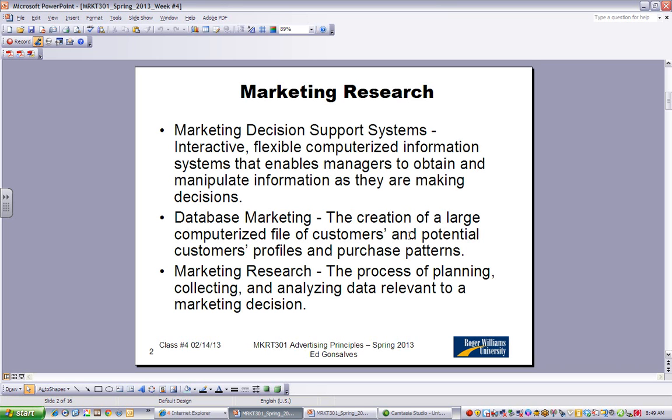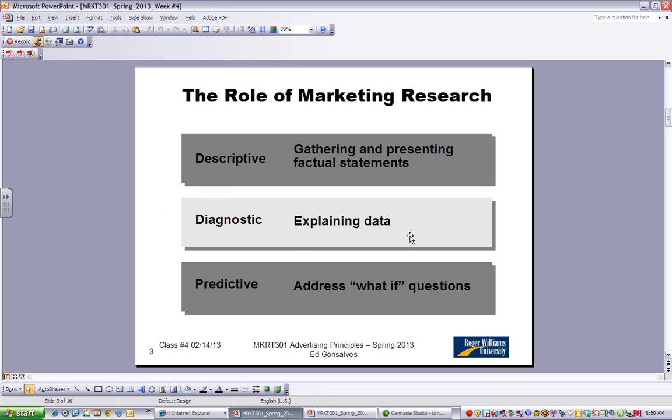So market research makes up a couple of different elements. There's support systems that are put in place to help drive and collect information and allow managers to make decisions. Database marketing is a fairly common element of that. It's typically very large computerized files and systems that allow people to look at really specific consumer patterns and behavior. And then marketing research is the process where you plan, collect, and analyze the data that helps you figure out what important marketing decisions need to be made for a business.